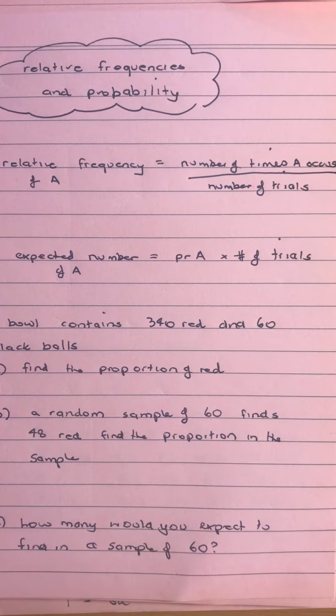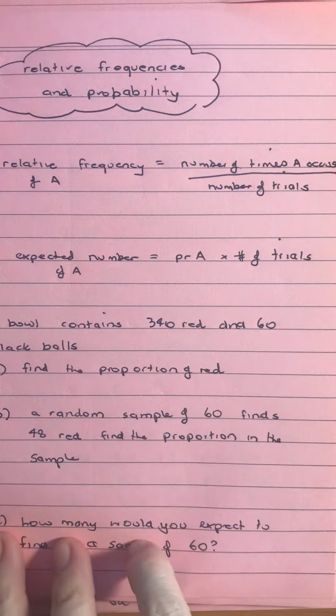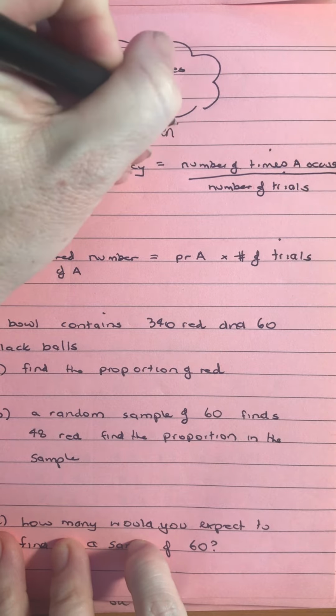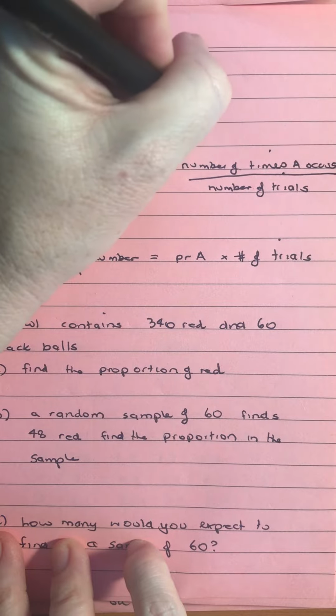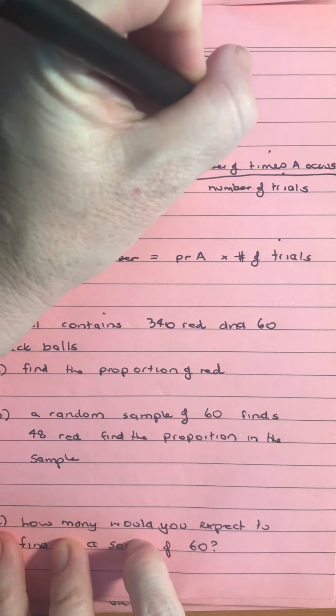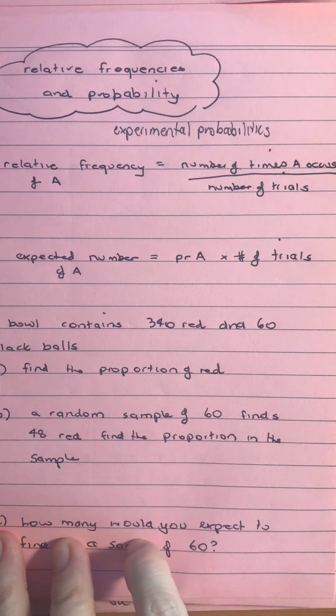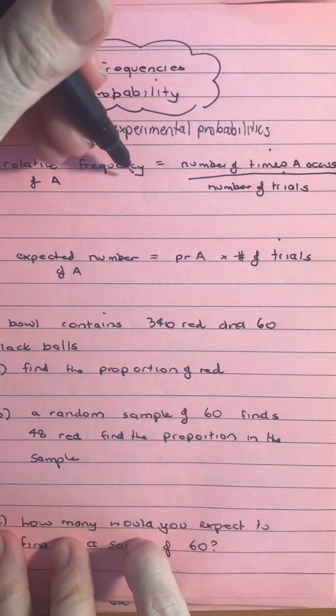Looking at relative frequencies and probability. Another term we would use for relative frequency would be experimental probability. So we would call our probabilities the theoretical ones that we were dealing with in the previous exercises, and when we do relative frequency, that's the experimental. So if you've done an experiment, what the results are for that, we call that relative frequency.